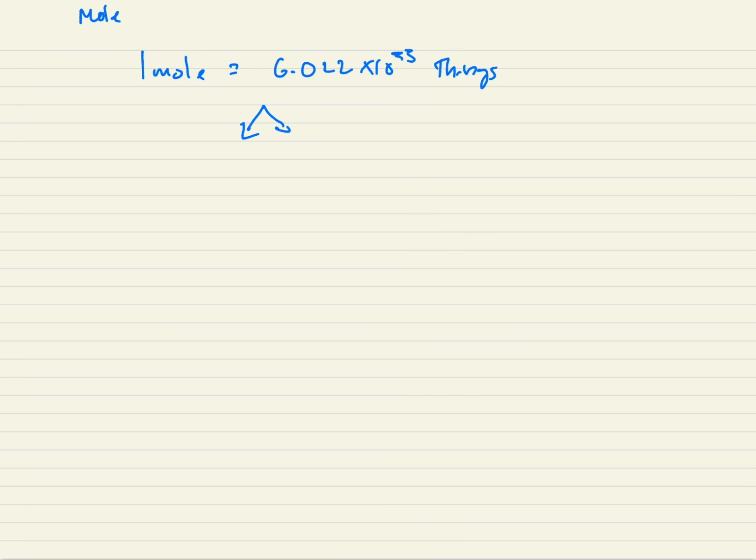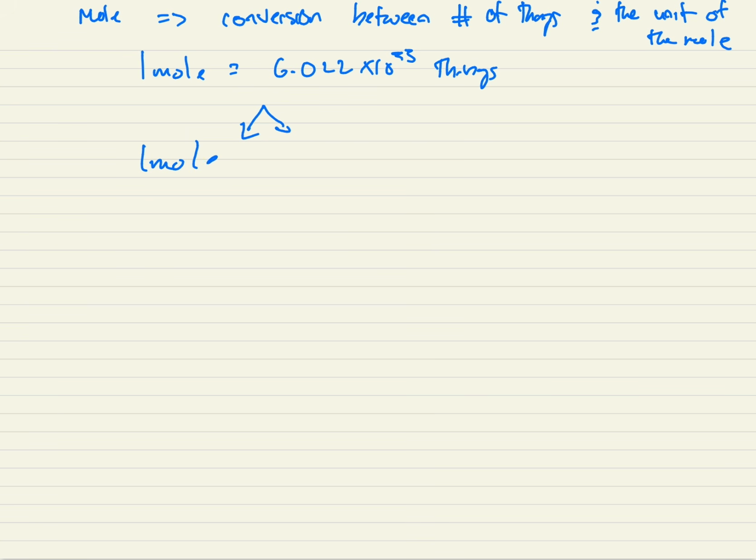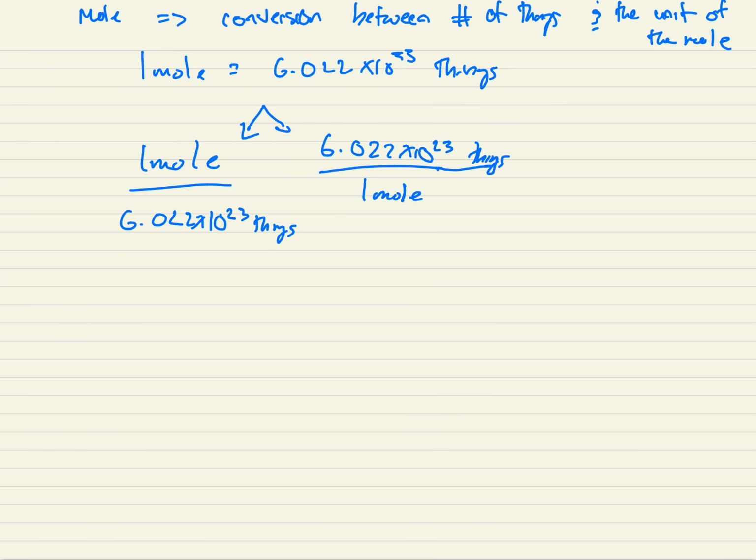So the mole is a conversion between number of things and the unit, which is our counting unit of the mole. So we get 1 mole equals 6.022 times 10 to the 23 things, and then the other way around is 6.022 times 10 to the 23 things per 1 mole. And again, things can be replaced by any unit: number of atoms, number of ions, number of molecules, and so on and so forth.